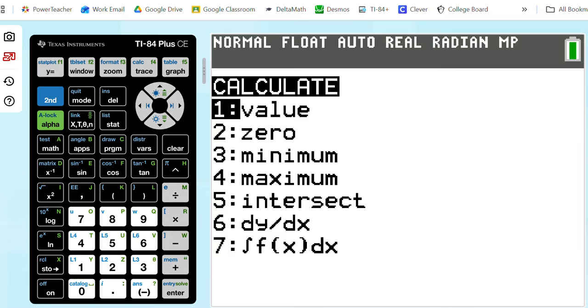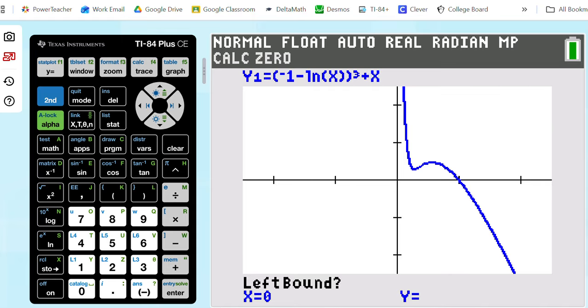And when we hit second trace, we choose option number 2, which is zero. And it'll say left bound, and you just want to scroll over using the right arrow button until you are fairly close to your x-intercept, but still on the left of it. Right? That's why it says left bound. It wants you to find a left boundary for where it's testing for an x-intercept.